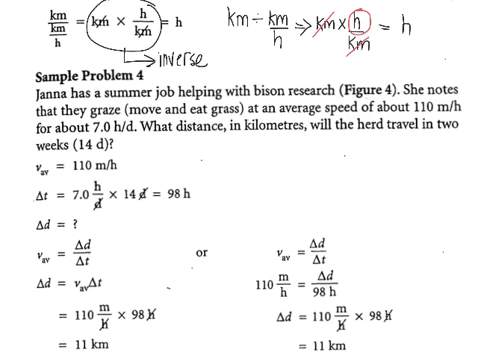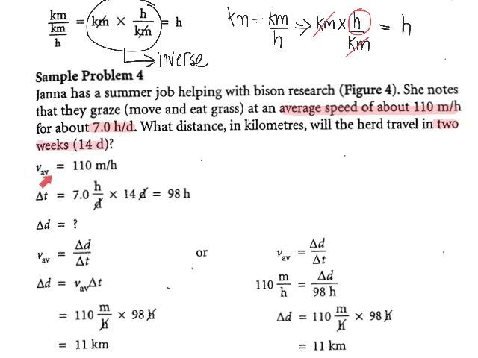Okay, so we're moving on to sample 4. Jana has a summer job helping with bison research, and she notes that they graze, move, and eat grass at an average speed of about 110 kilometers an hour, for about 7 hours per day. What distance in kilometers will the herd travel in 2 weeks, or 14 days?